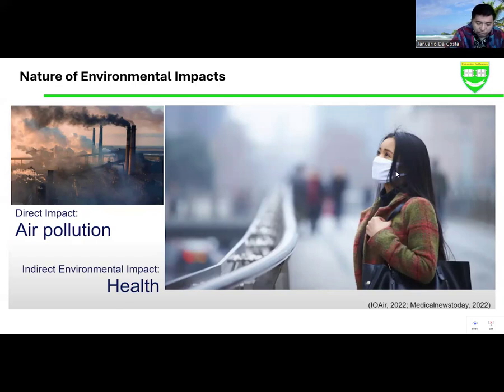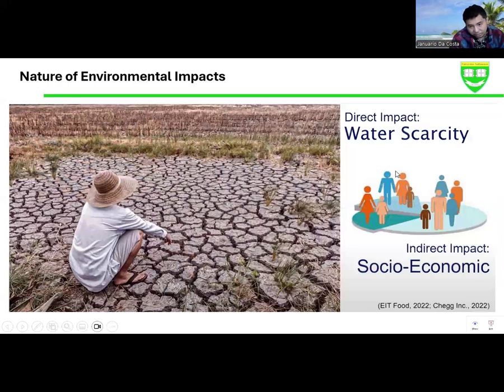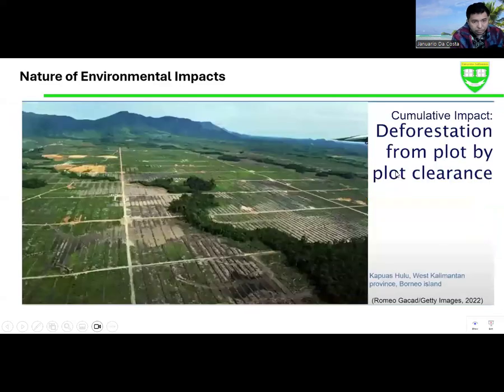And then another impact is water scarcity. That is also an example of a direct impact, or an indirect impact, for example in the socioeconomic landscape of the communities that live by or around it. Another example is cumulative impact, such as deforestation from plot by plot clearance, clearing one plot after another. That is also a cumulative impact that we consider in the environmental impact assessment.